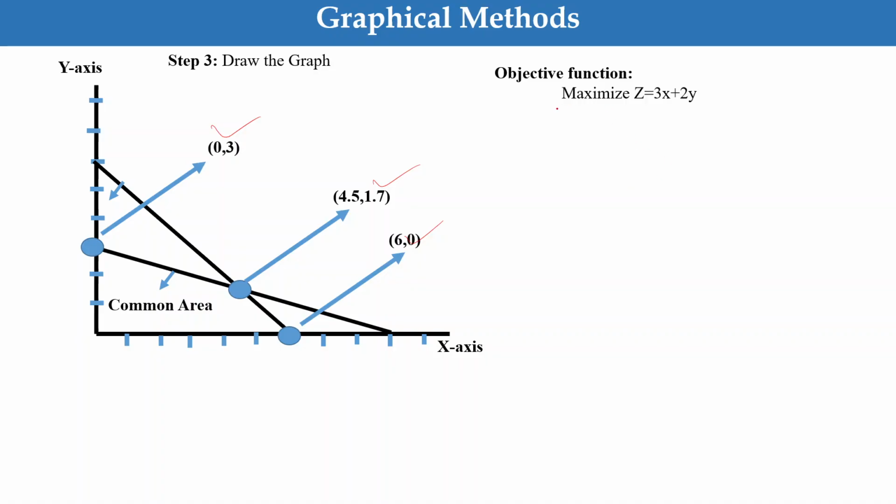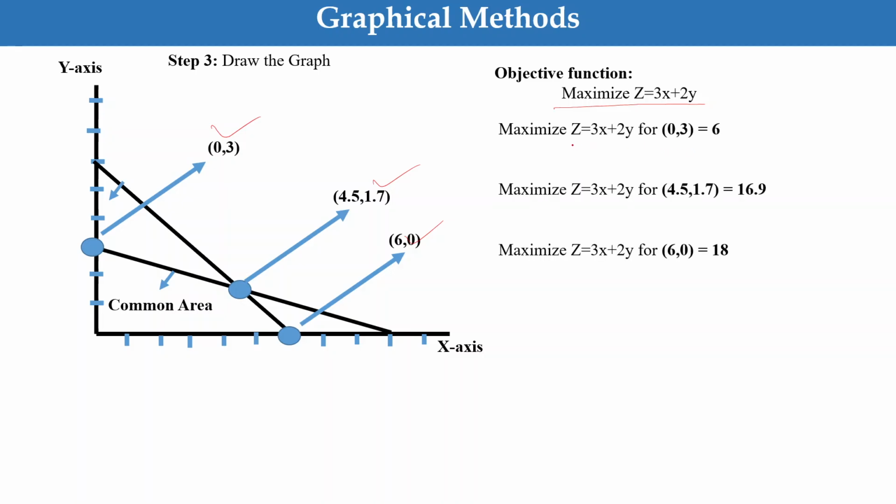We'll put these into the objective function to evaluate each solution, right? So my first solution is 0, 3. I'll take this one and put in the values: x will be 0 and y will be 3. So this will become 0 and this will become 6. So the answer will be 6. Similarly for 4.5 as x and 1.7 as y, you will get 16.9. And for the third one, x as 6 and y as 0, it will be 18, right?